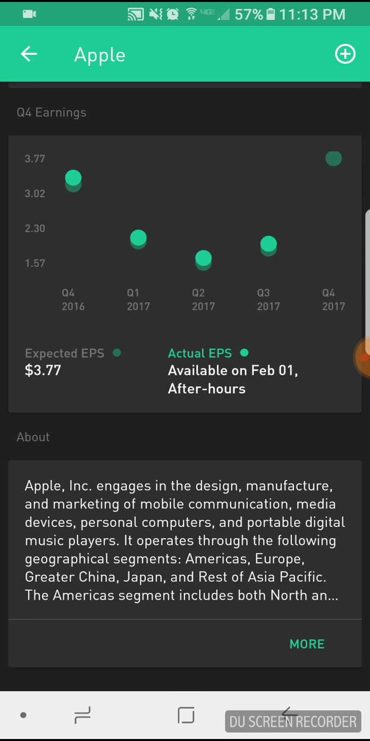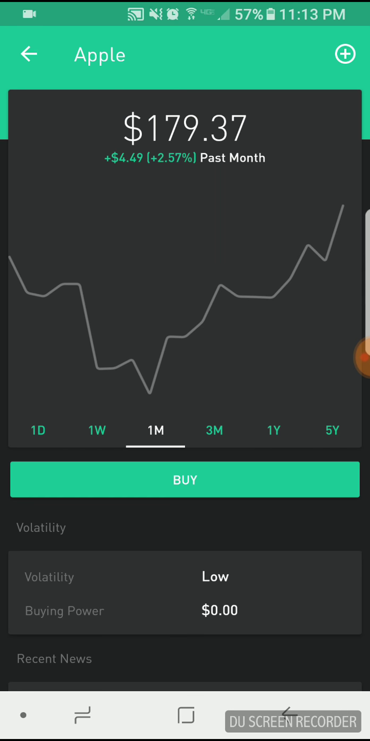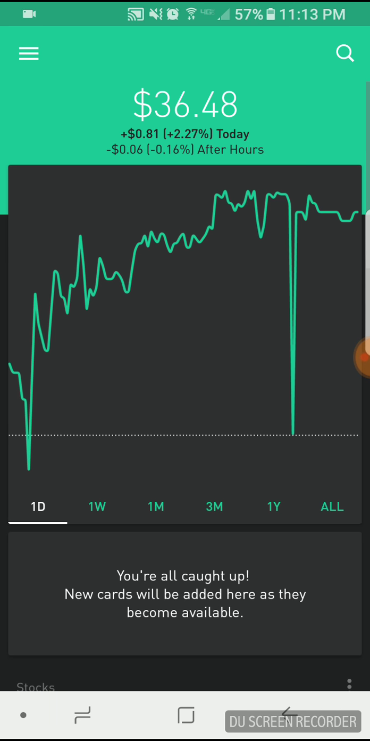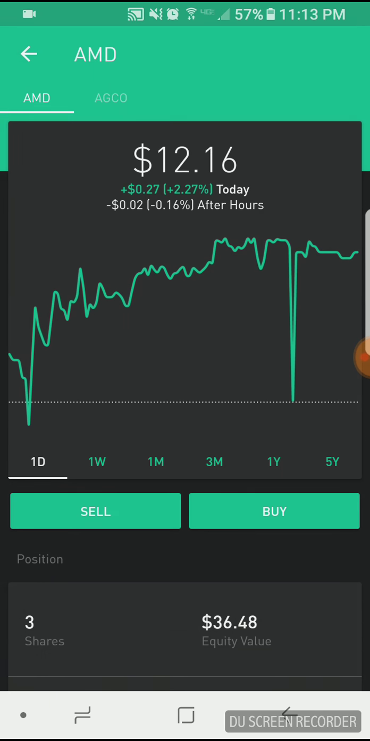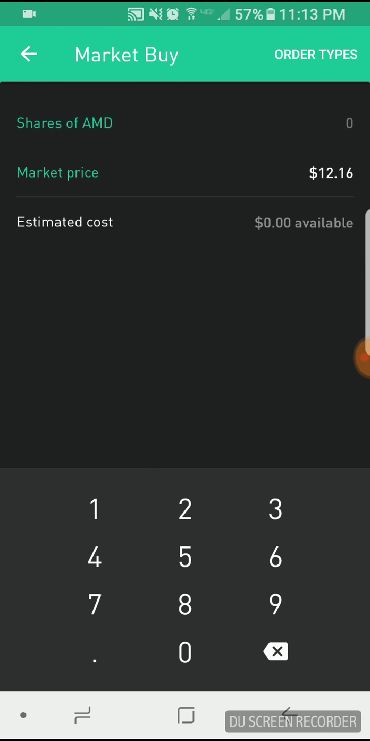Very basic, but if someone isn't really sure what Apple does, it does give you a little bit of a tidbit of what they do. Going on from there, if you go back to the home screen, I can show you that in AMD I own 3 stocks, like I said. And from there, there's a sell and buy function. Going to the buy function, currently I have no funds available, so I'm not able to buy.